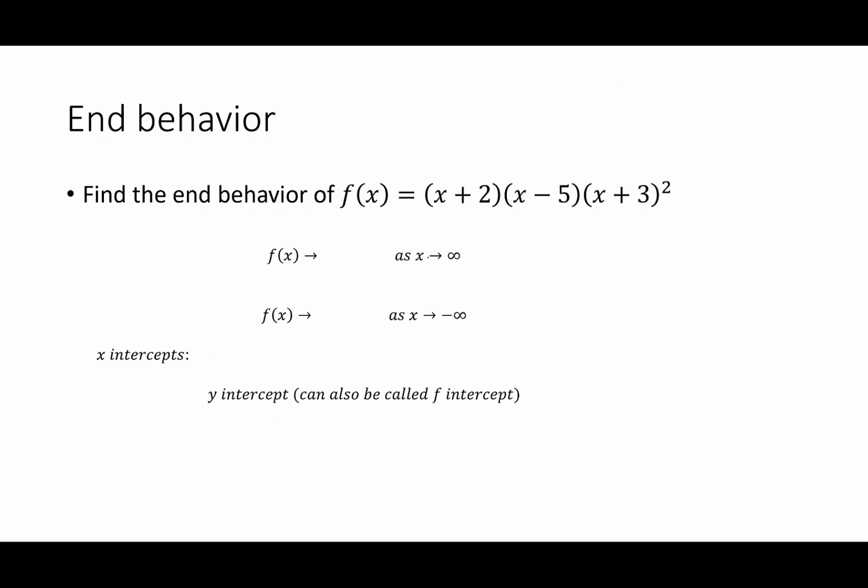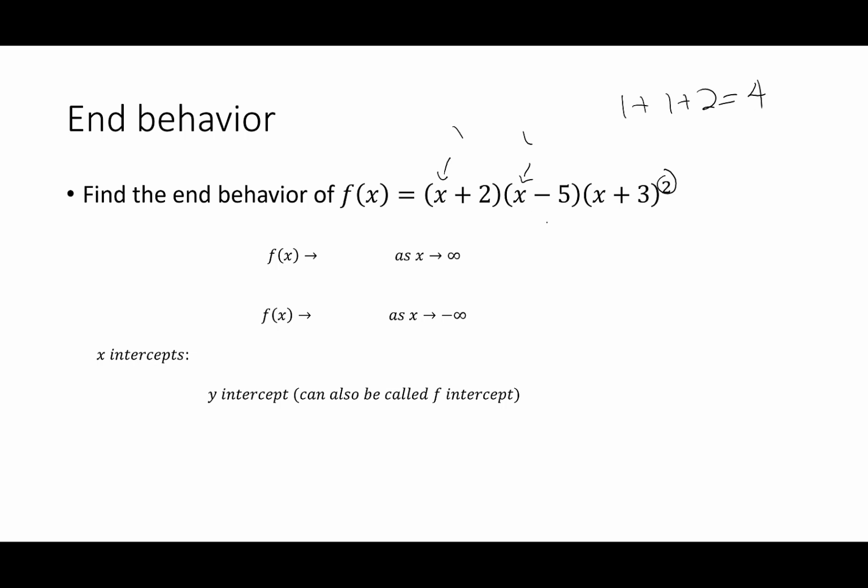On the next one, we're just going to add a new piece in. We're going to find the end behavior, and we're also going to talk about the intercepts. So I have x plus 2 times x minus 5 times x plus 3 squared. Now, I don't have this written out. This is in factored form, so I need to think about the powers. So this is power 1. Here's another power 1. And then this one is power 2, so I want to add that up. 1 plus 2 says this is overall power 4.